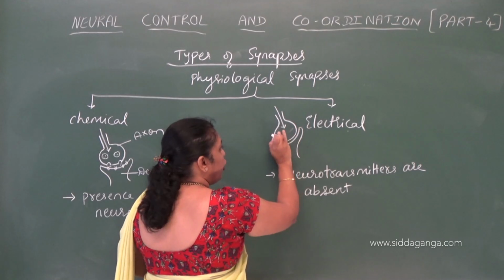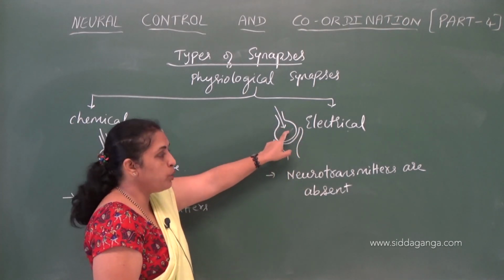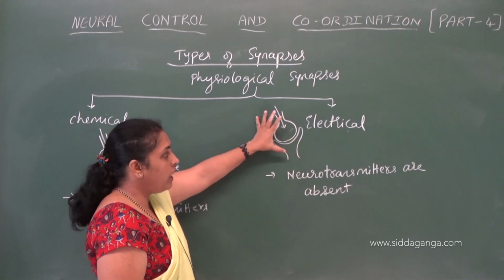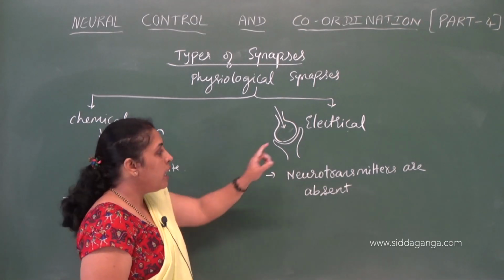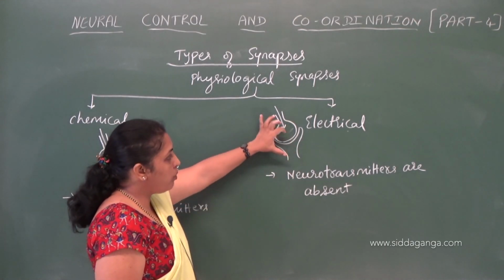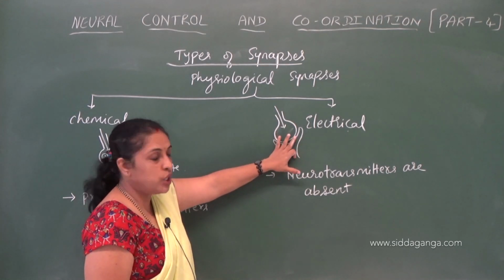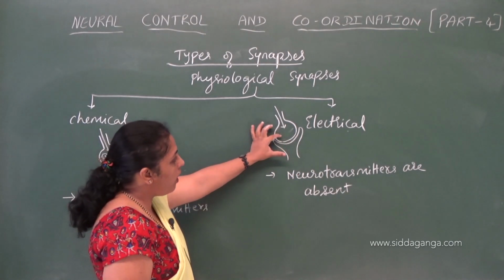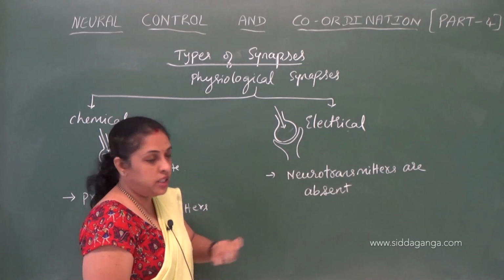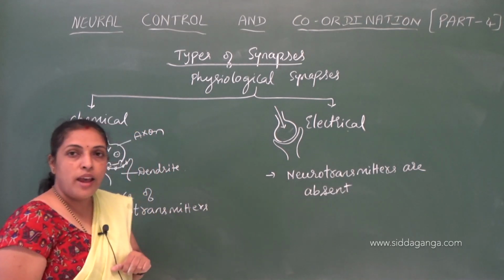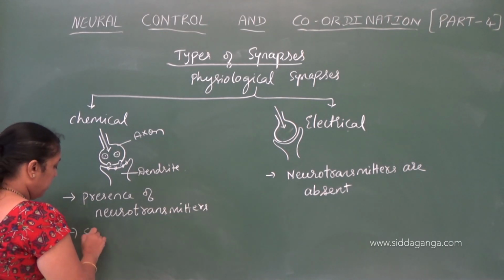Secretory vesicles are also absent in the synaptic knob, because in electrical synapse there is no role of neurotransmitters. The impulse will be conducted from axon to dendron by an induction method, or it jumps from axon to dendron. There is no role of neurotransmitters, so neurotransmitters are absent.